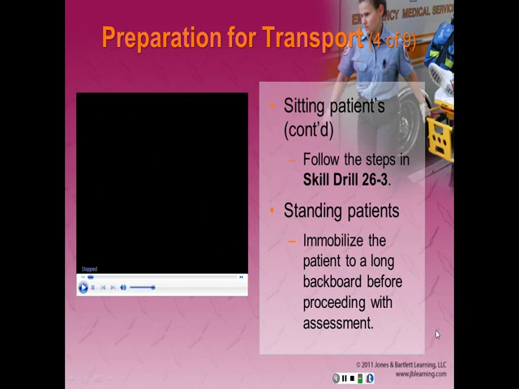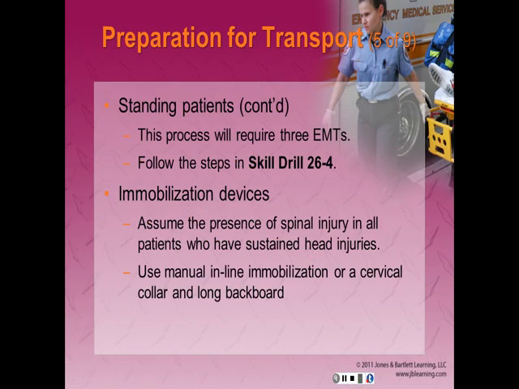Standing patients should be immobilized to the longboard before proceeding with your assessment. This does require three EMTs, and to immobilize a standing patient, you're going to follow the steps in Skill Drill 26-4.